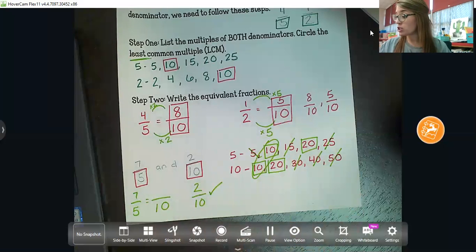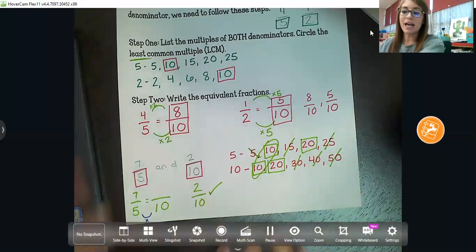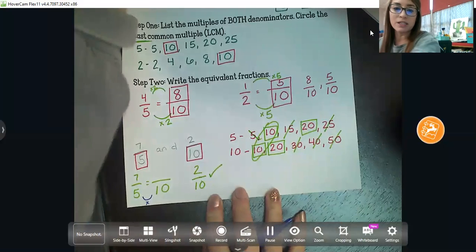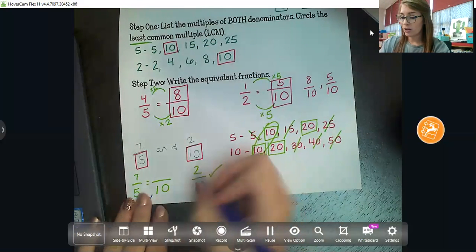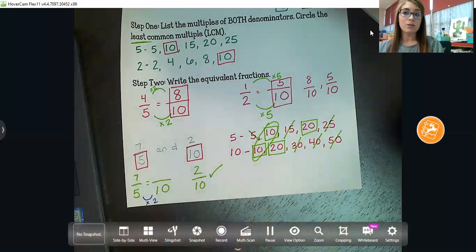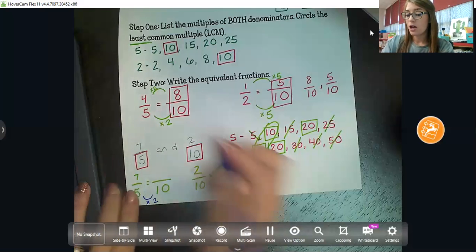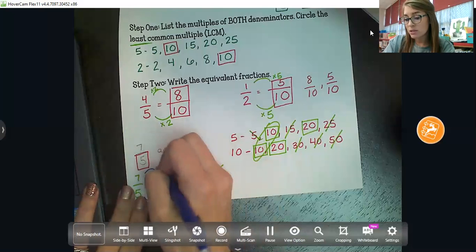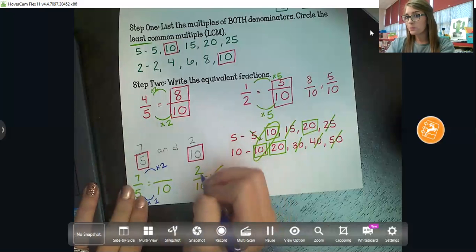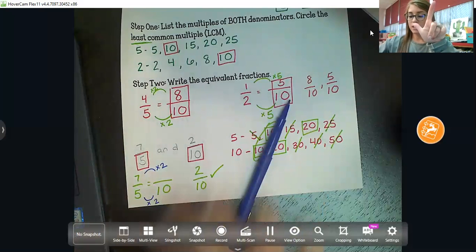Okay, so let's go ahead and change the one fraction that we need to. So 5 times what is going to give me 10? Very good, 5 times 2. And remember, our rule to make equivalent fractions is what? Yes, whatever I do to the bottom, I must also do to the top. Okay, so 7 times 2 is, very good, 2, 4, 6, 8, 10, 12, 14.